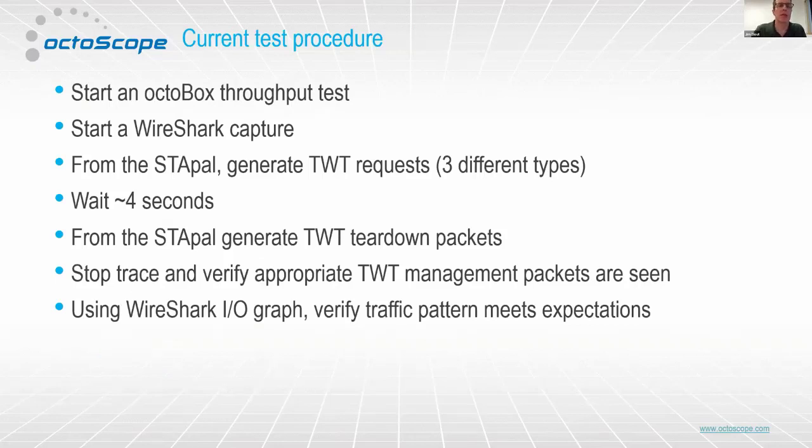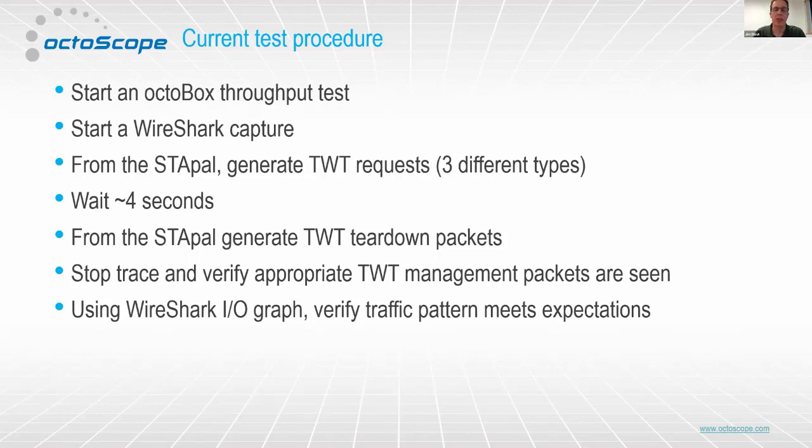So this is just a summary of the procedure that we'll be doing. We're going to set up an octoBox test, start some throughput running. Then we're going to start a Wireshark capture in the background. From our Windows Stay Pal, we're going to generate TWT requests. So we'll do one of each of the 3. We'll send a request, wait a few seconds to see how it affects traffic, then send a teardown, then move on to a suggest, and pretty much similar, repeat the process with a demand.